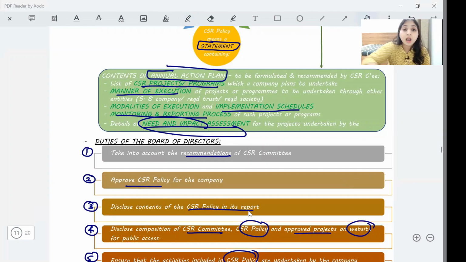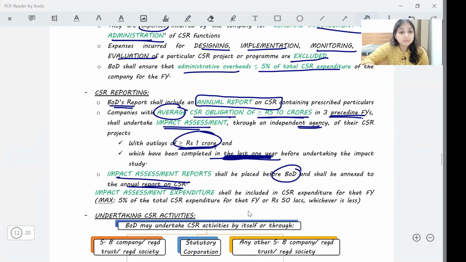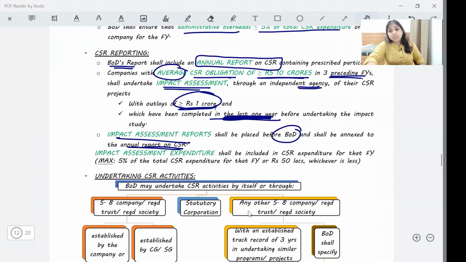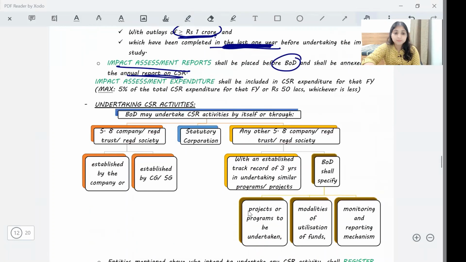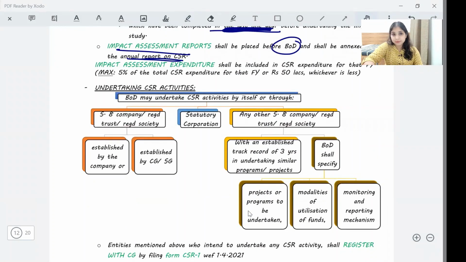Then we learned how much maximum you can spend on admin overheads. Then we learned about the annual report on CSR, and we learned about impact assessment report. Till here, I hope you are clear.